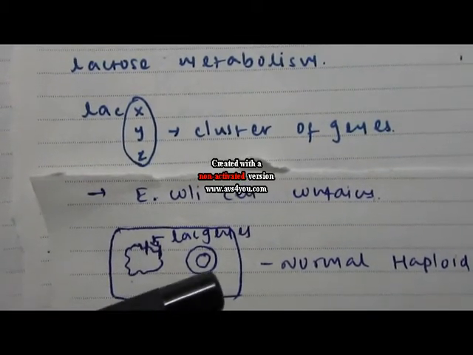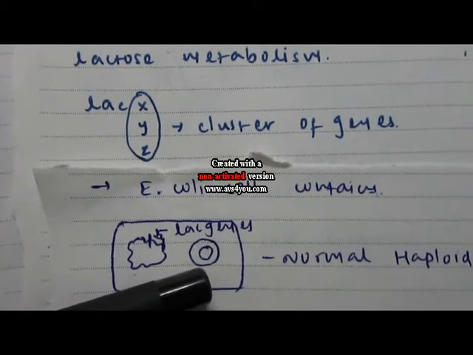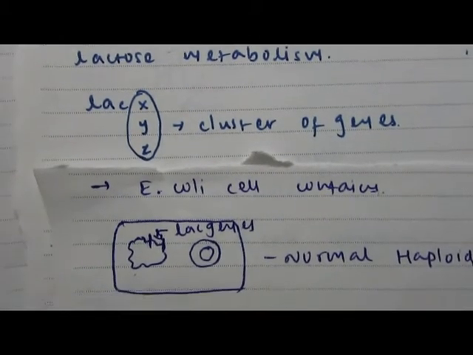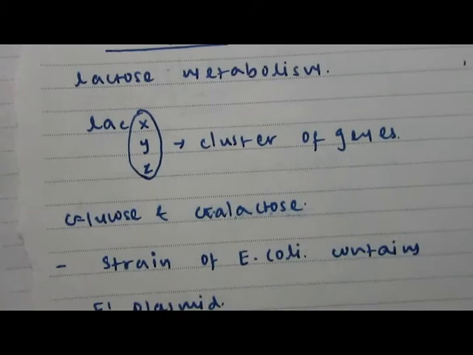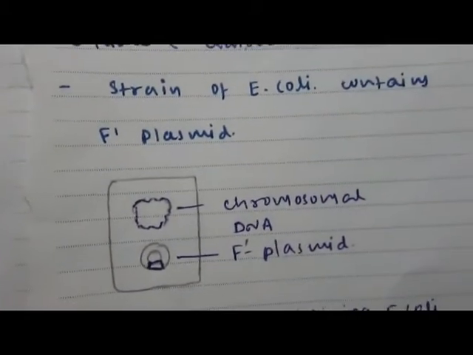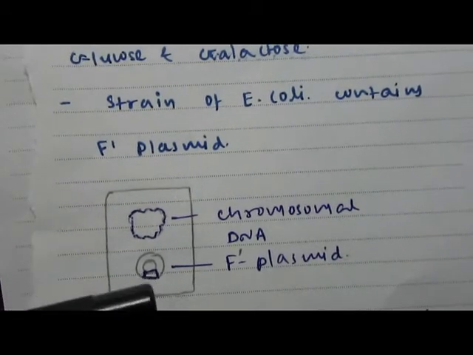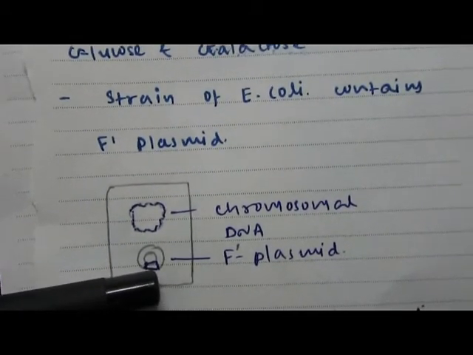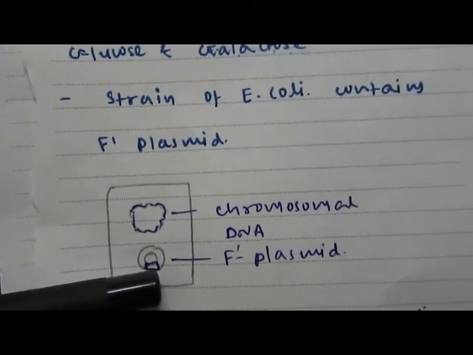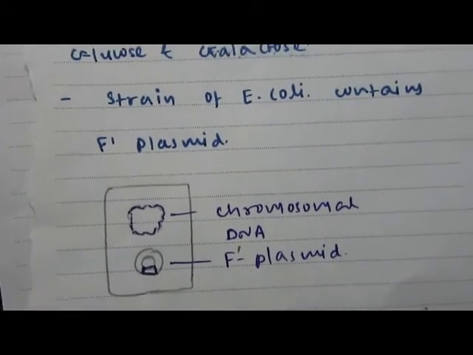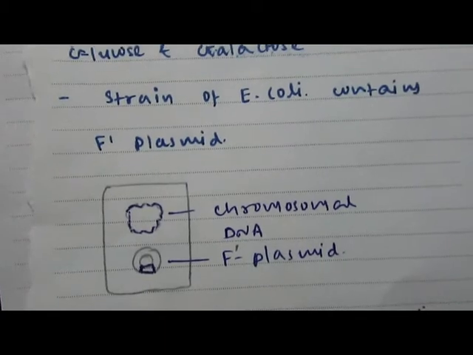But E. coli cells contain fertility plasmids, and these fertility plasmids are present in two forms, sometimes F plus form and sometimes F dash form. If F dash form is present in some strain of E. coli while we are culturing E. coli cells, then the F dash plasmid contains extra chromosomal DNA integrated with some part of chromosomal DNA. So there are chances that in E. coli cells some genes are present in their diploid copy.